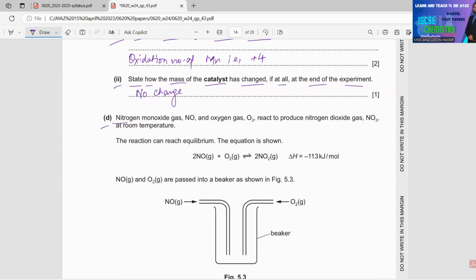Part D. Nitrogen monoxide gas NO and oxygen gas O2 reacts to produce nitrogen dioxide gas NO2 at room temperature. The reaction can reach equilibrium. The equation is shown. Here's the reaction. 2NO plus O2 gives 2NO2 gas, and the forward direction delta H is minus, which means it's exothermic. In the forward direction, it's exothermic. So in the backward direction, it's definitely endothermic. Delta H will be positive. So you write endothermic here.